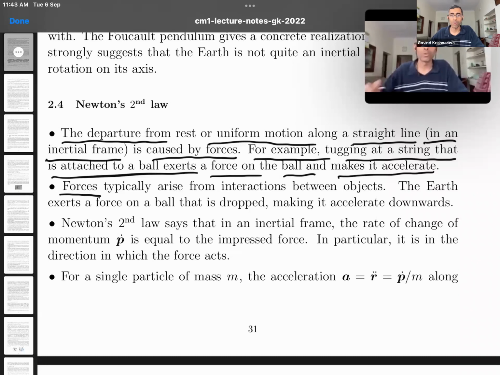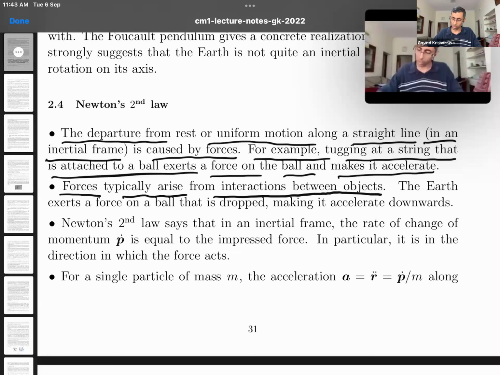It is my pushing the ball. It is my tugging the string. So we are thinking of a force as arising through such processes. Forces typically arise from interactions between objects, so that's very important to bear in mind. Forces arise from the interaction between my hand and the ball, or my arm and the string, or the earth and this water bottle, and so on. So forces have that character.